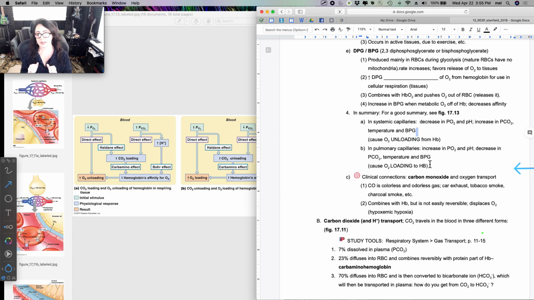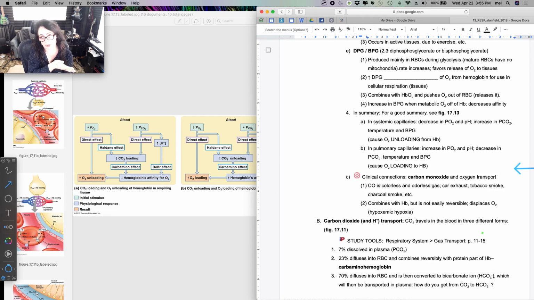Everything that happens in a systemic capillary should favor unloading, yes? So what happens in systemic capillaries is comparatively there is a lower PO2 and a lower pH. The lower pH is usually due to carbon dioxide. There is a higher PCO2, comparatively higher temperature, and as the tissue gets more active, a higher BPG. All of those things are true at systemic capillaries, and so all of those things should favor unloading, right? Letting oxygen off of hemoglobin.